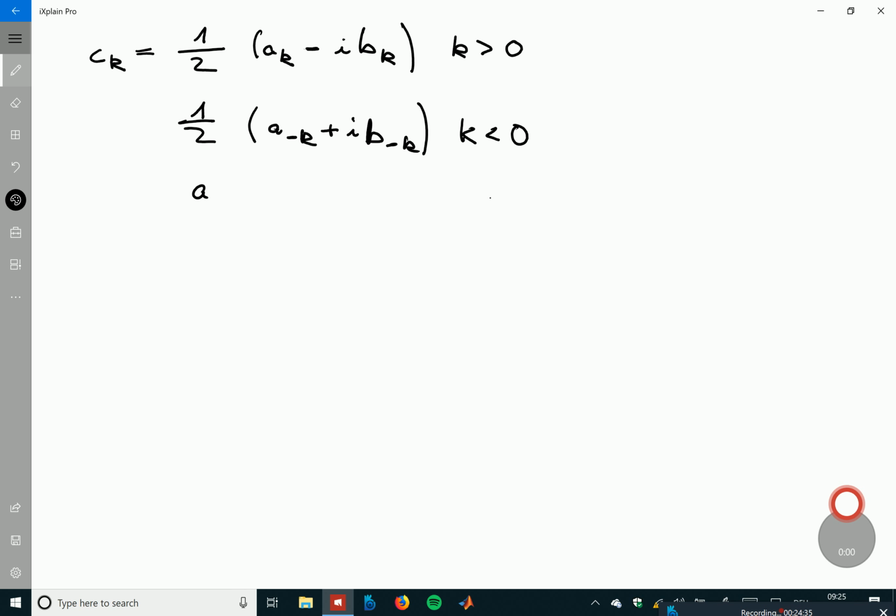And a0 for k equals 0. So, the thing is, if you're given now the ck, not the bk and ak. Remember, we started out with the real Fourier series, evaluated the ak and bk, and then we went to the complex Fourier series and then to the polar series.